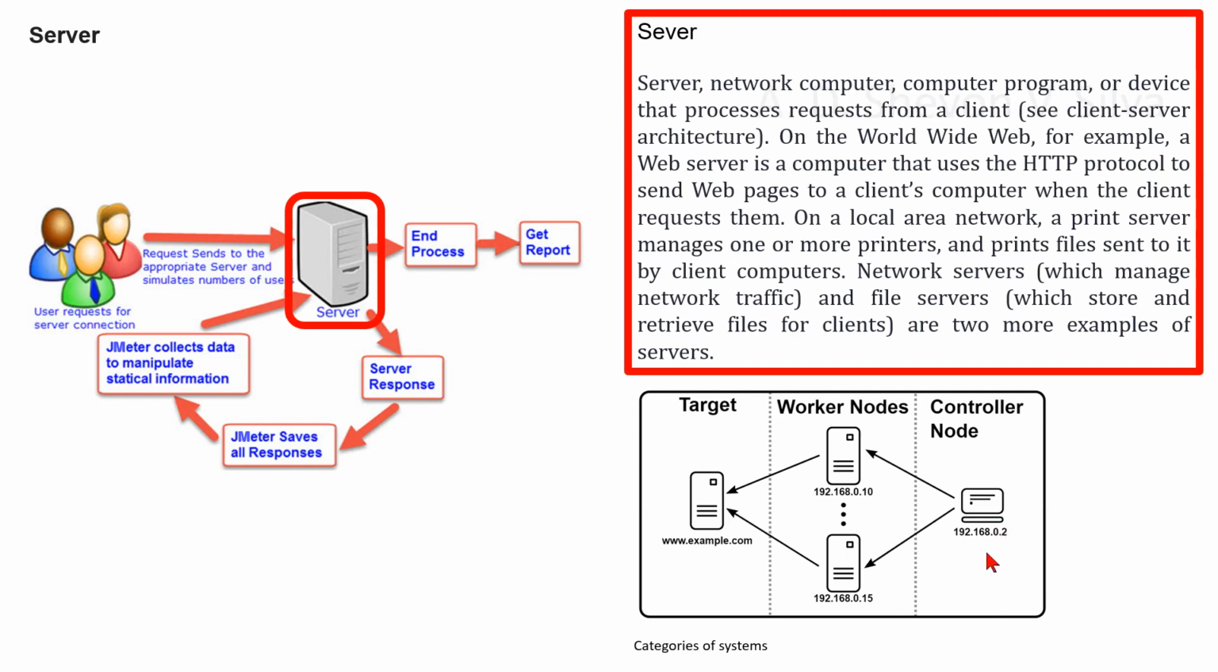Here you can see the controller node. Controller node is connected to worker nodes, and worker nodes are connected to target.